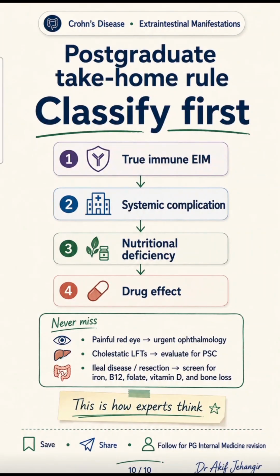The take-home rule is simple. Classify first. Is it a true immune-mediated manifestation, a systemic complication, a nutritional deficiency, or a drug effect? Never miss a painful red eye, unexplained cholestatic liver tests, or ileal disease with nutritional deficiency. This is how clinicians should think about Crohn's disease beyond the gut.